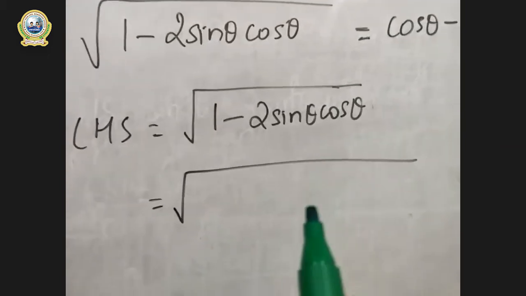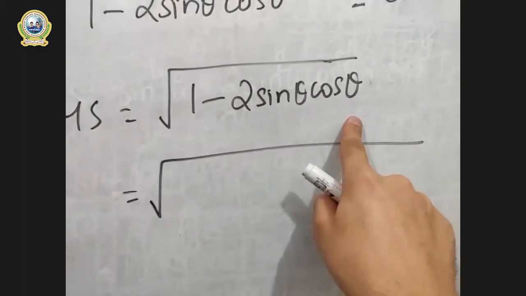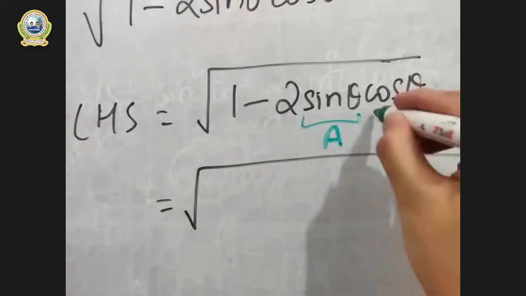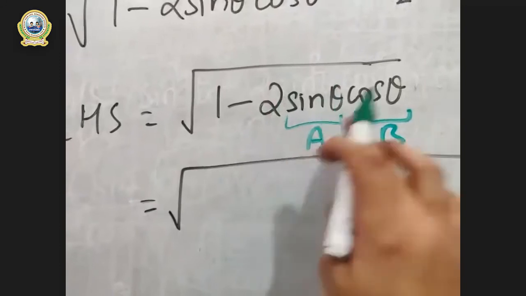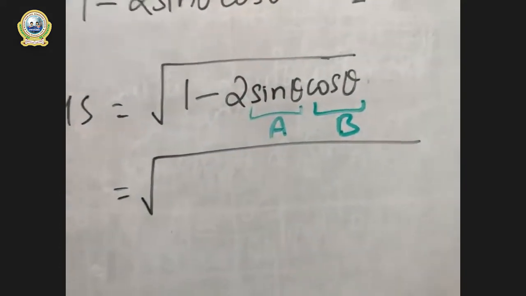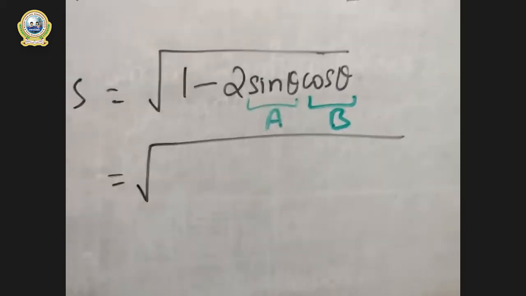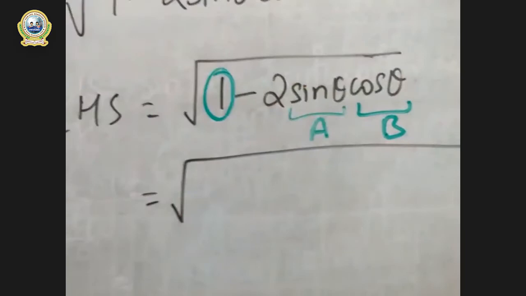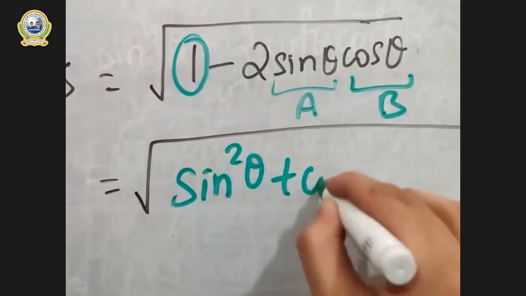Look very carefully. I do have 2AB over here. Look clearly. This can be considered as A and this can be considered as B. And I do have 2AB over here, and I am lacking A square plus B square, right? I'm lacking A square plus B square. So for this one, I can write sine square theta plus cos square theta.